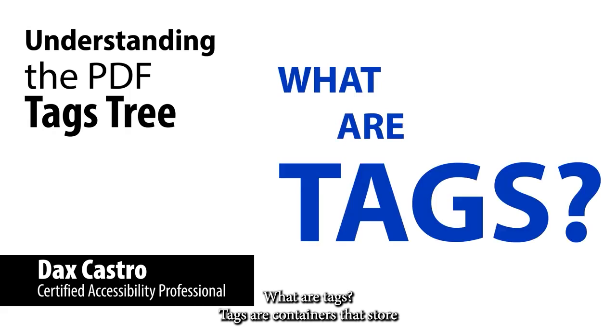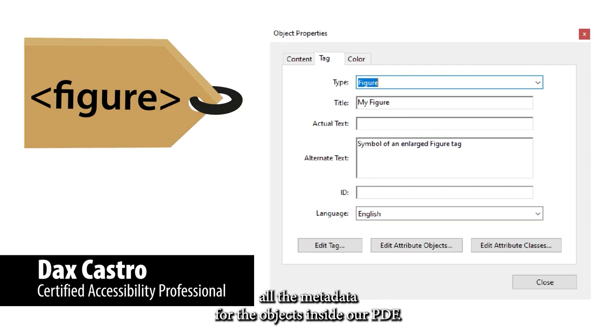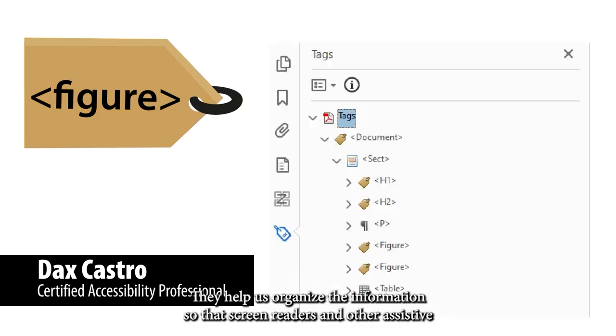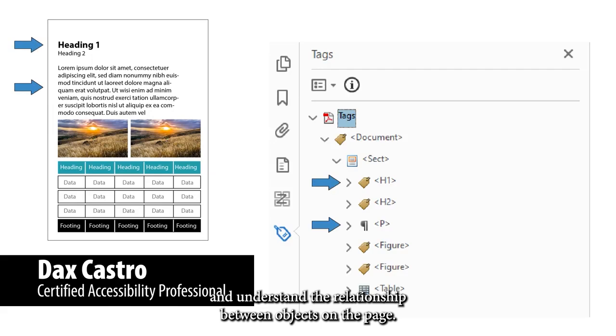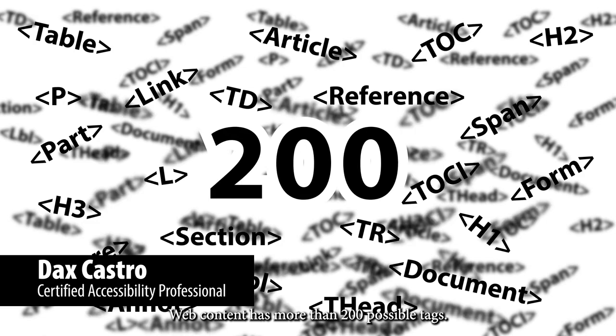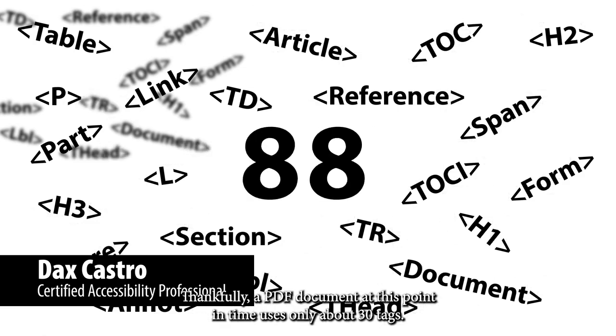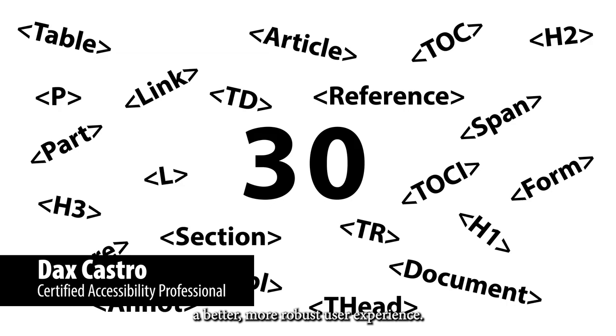What are tags? Tags are containers that store all the metadata for the objects inside our PDF. They help us organize the information so that screen readers and other assistive technology can interpret the document content and understand the relationship between objects on the page. Web content has more than 200 possible tags. Thankfully, a PDF document at this point in time uses only about 30 tags. Hopefully, in the near future, there will be support for more tags that will allow us to further control content and provide a better, more robust user experience.